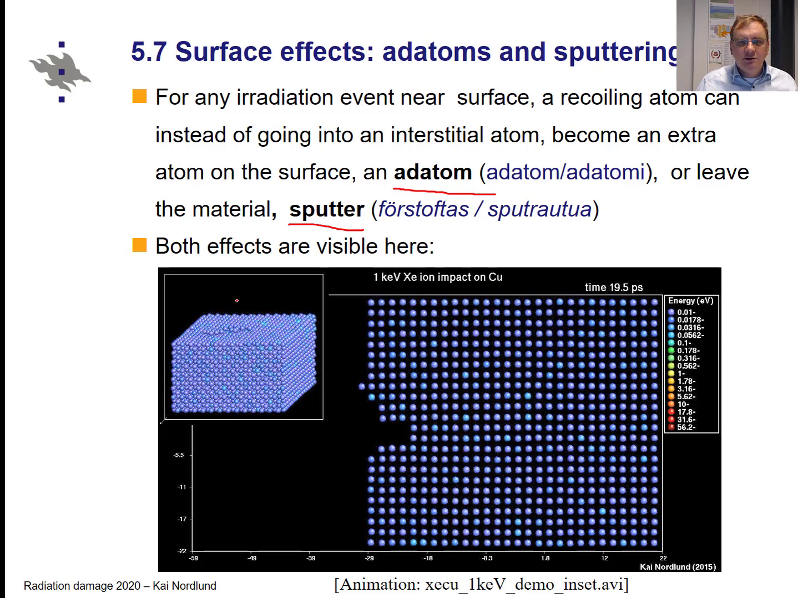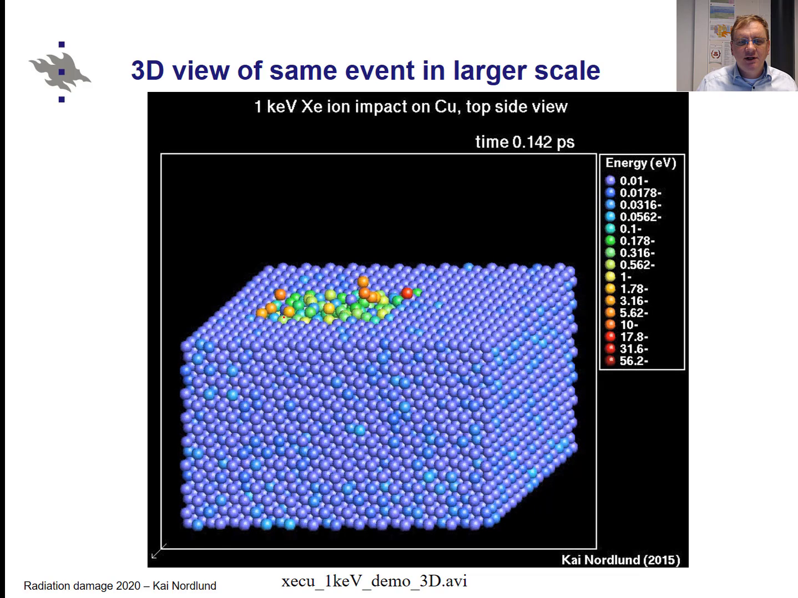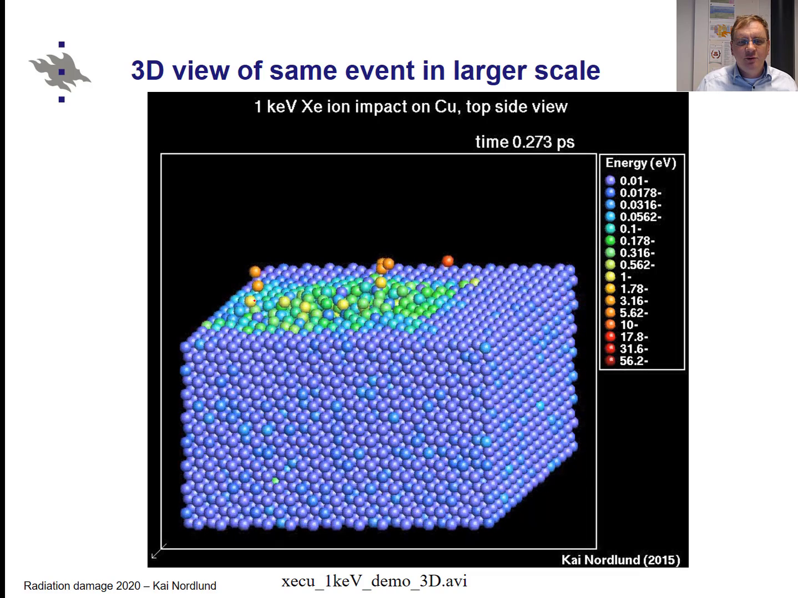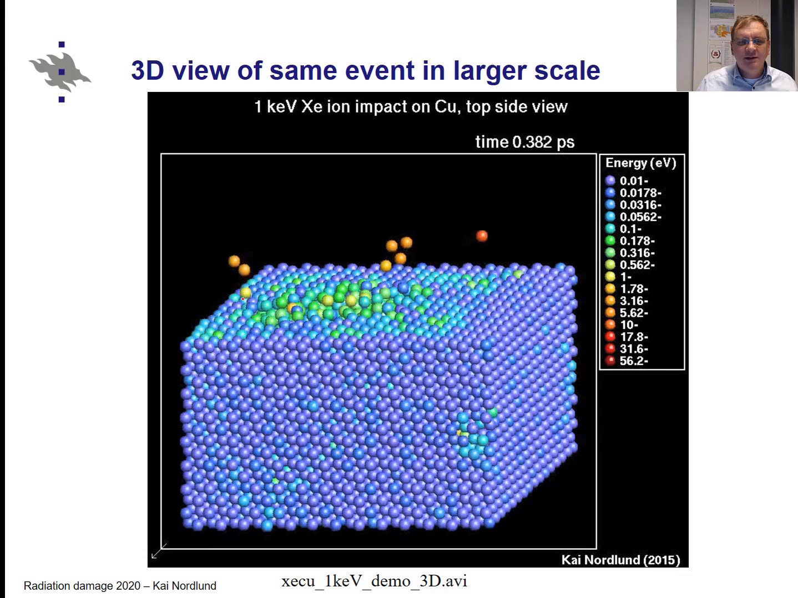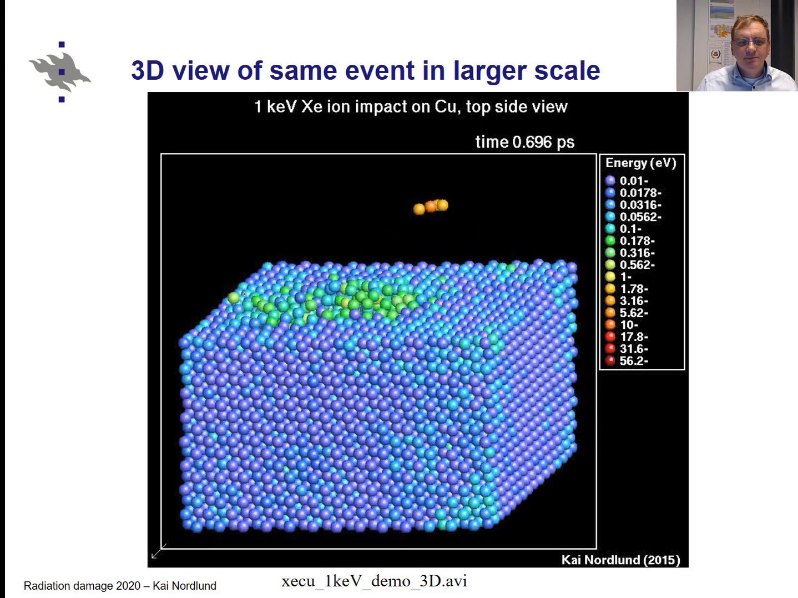So these are the base surface effects. And here we'll still show this 3D image of the same event on a larger scale. Now you can see how the collision cascades intersect with the surface, and then how atoms are actually leaving the surface, and a few are not leaving but then become adatoms on the surface, like this atom here for instance.